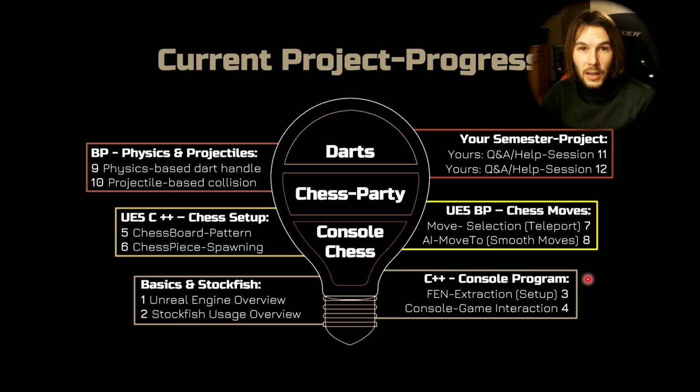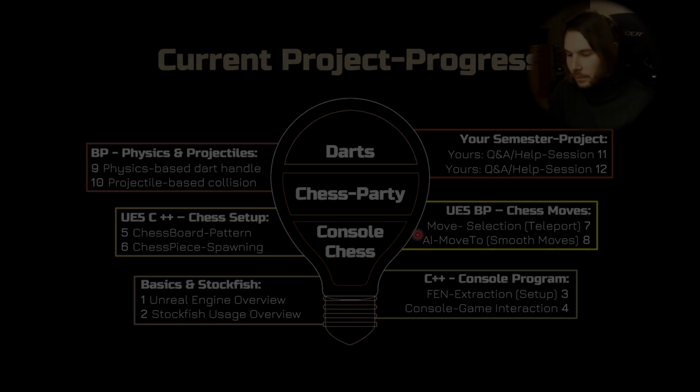The last part, as always, is checking for the current project progress. So you know now how we set everything up for our 3D environment of the chess party. And now we also implemented our first move logic. Everything should work now based on the teleport. So you can just select what move you want by clicking onto it. And next time we will actually smooth those moves out using AI.